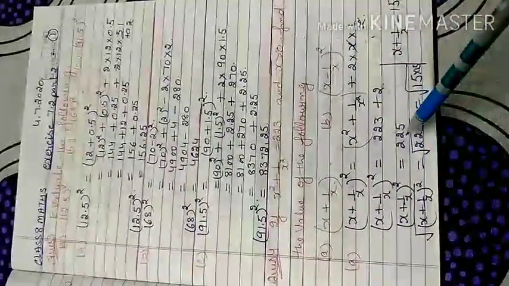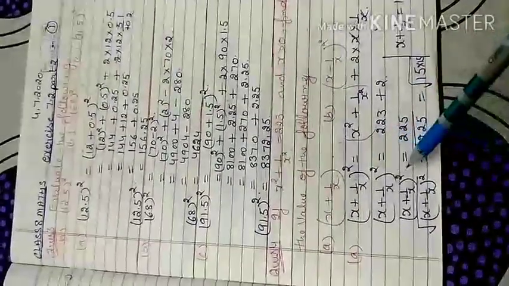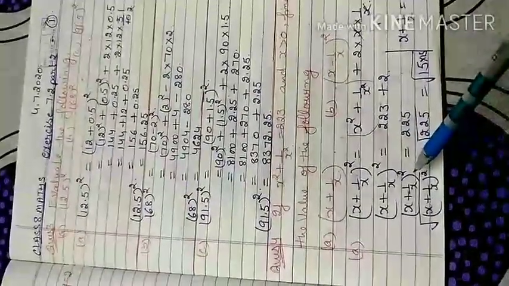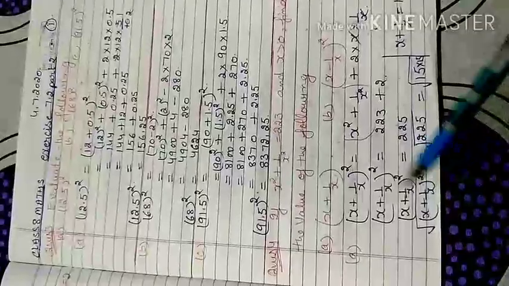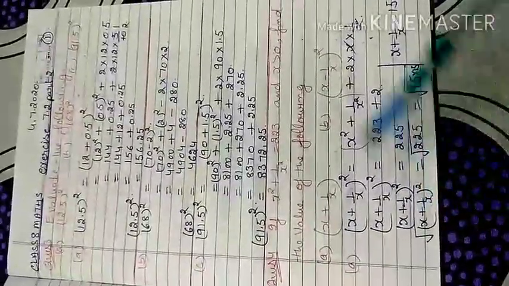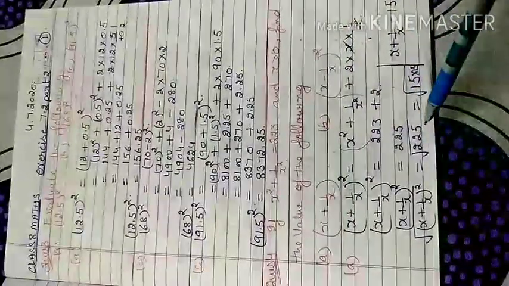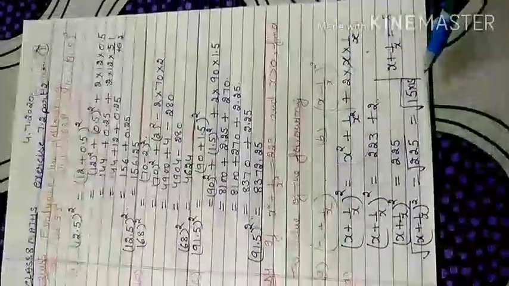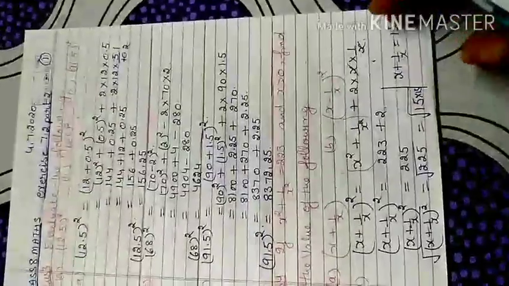Your required answer is 225, but you need not find the square of this x plus 1 by x. You need only x plus 1 by x. So we take square root on both sides. So this square will be cancelled with this square root, and the square root of 225 is the pair of 15 into 15, and that is 15. My answer is, x plus 1 by x is 15.